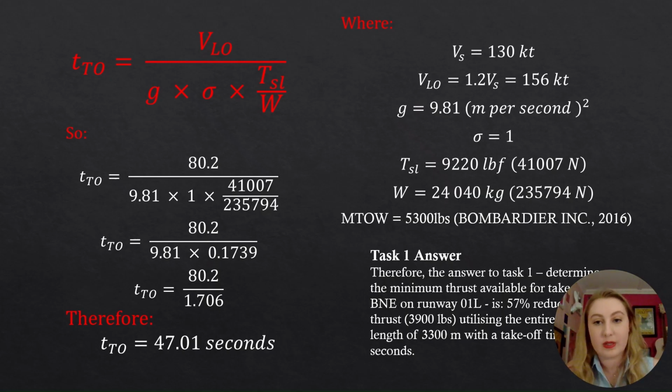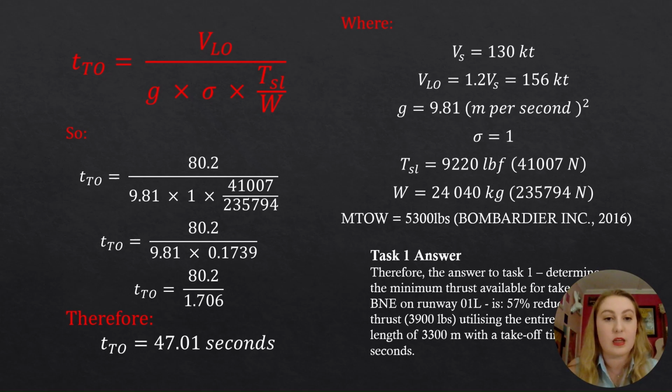However, the answer to task 1 still needs to be determined in its entirety. So, utilising the equation on the slide here, the time to take off at minimum thrust at YBBN runway 01 left can be found. An important note to make is that the TSL over W is calculating the thrust to weight ratio of the aircraft.